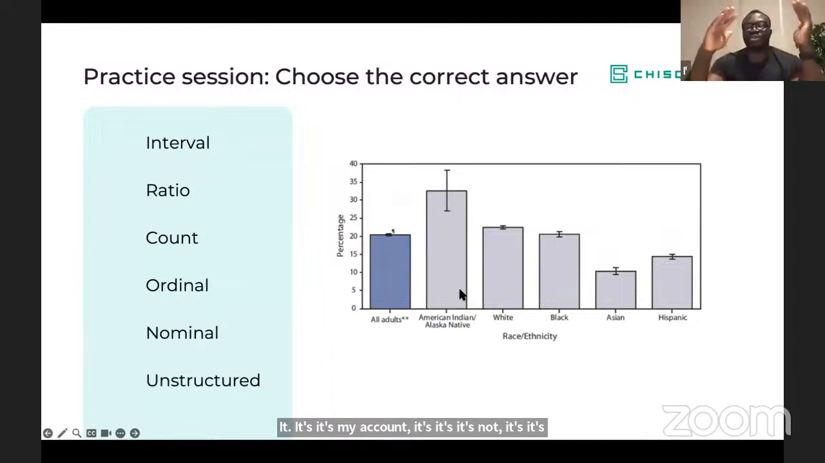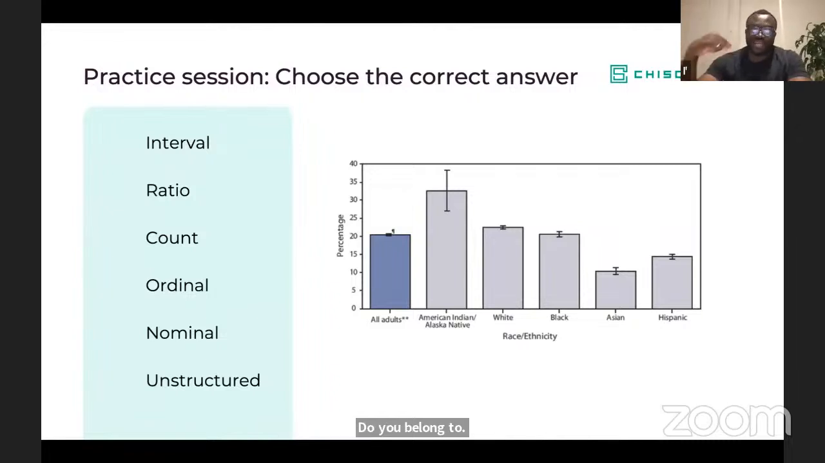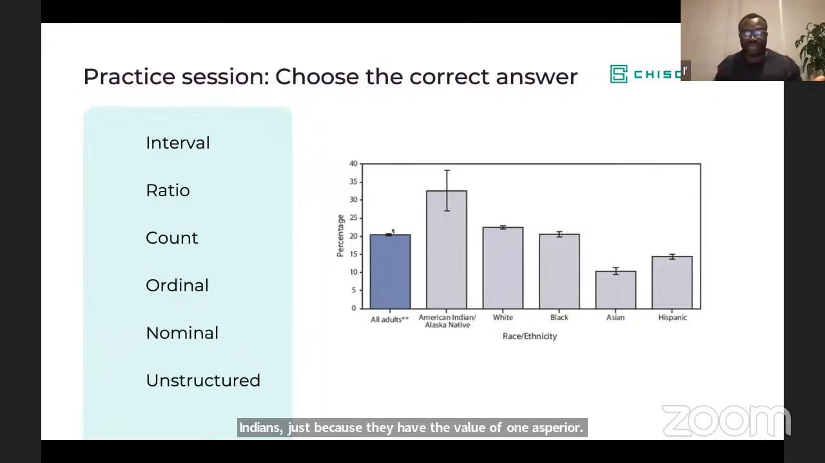We're just saying what racial group do you belong to, right? So even if we added a numeric label, like American Indian is 1, white is 2, black is 3, those numbers don't mean anything. It doesn't mean that American Indians, just because they have the value of 1, are superior to or on top of white. That doesn't make any sense. So those are nominal variables.